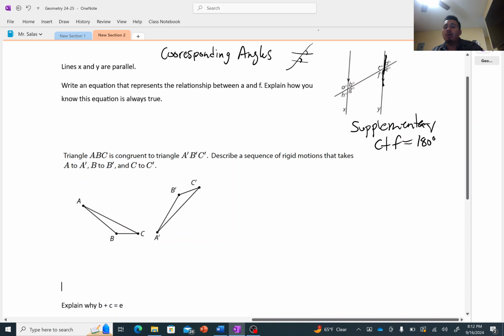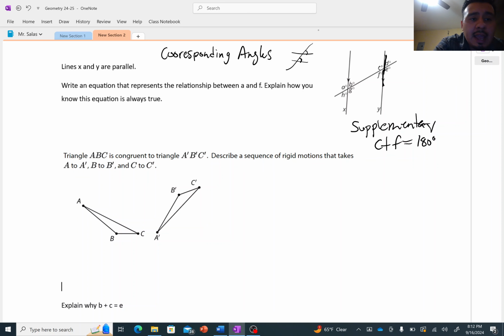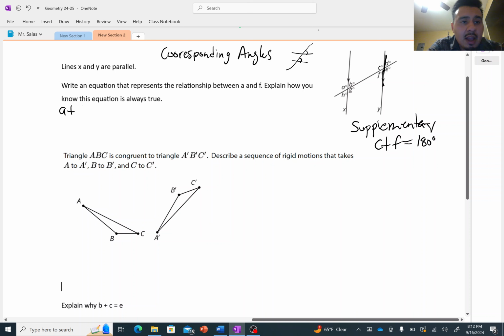So if I know that A and C are corresponding angles, and I know C and F together equal 180, meaning they're supplementary, then A plus F equals 180 degrees, since C and F are supplementary angles.